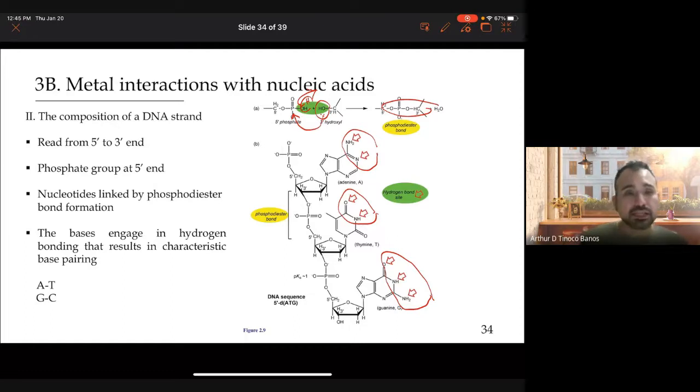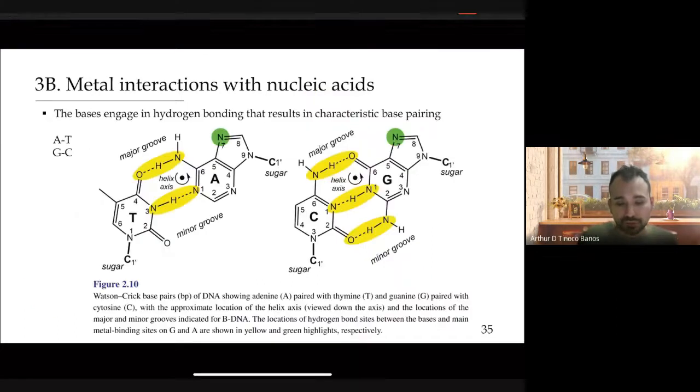And so these bases engage in hydrogen bonding, giving you characteristic base pairing. You guys have heard of this, where you have adenine and thymine interacting, guanine and cytosine interacting. Okay, these are pretty common. Let's focus on that for a moment.